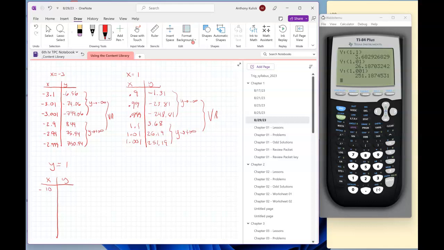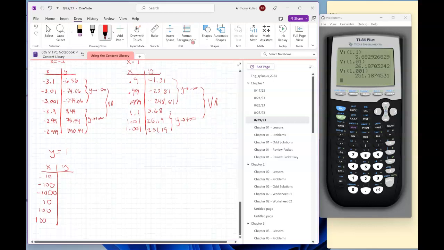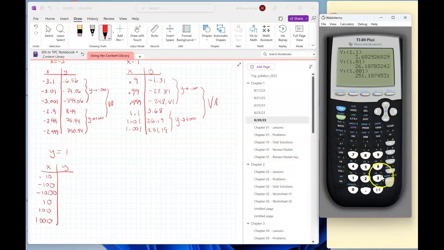So I'm going to start by looking at progressively smaller and smaller x's. So like maybe -10, -100, -1,000. And then progressively bigger and bigger x's, so 10, 100, and 1,000. And what I'm hoping to see is that when the x's change, the y's are getting closer and closer to 1, right? So again, just second enter. And I can edit that down.